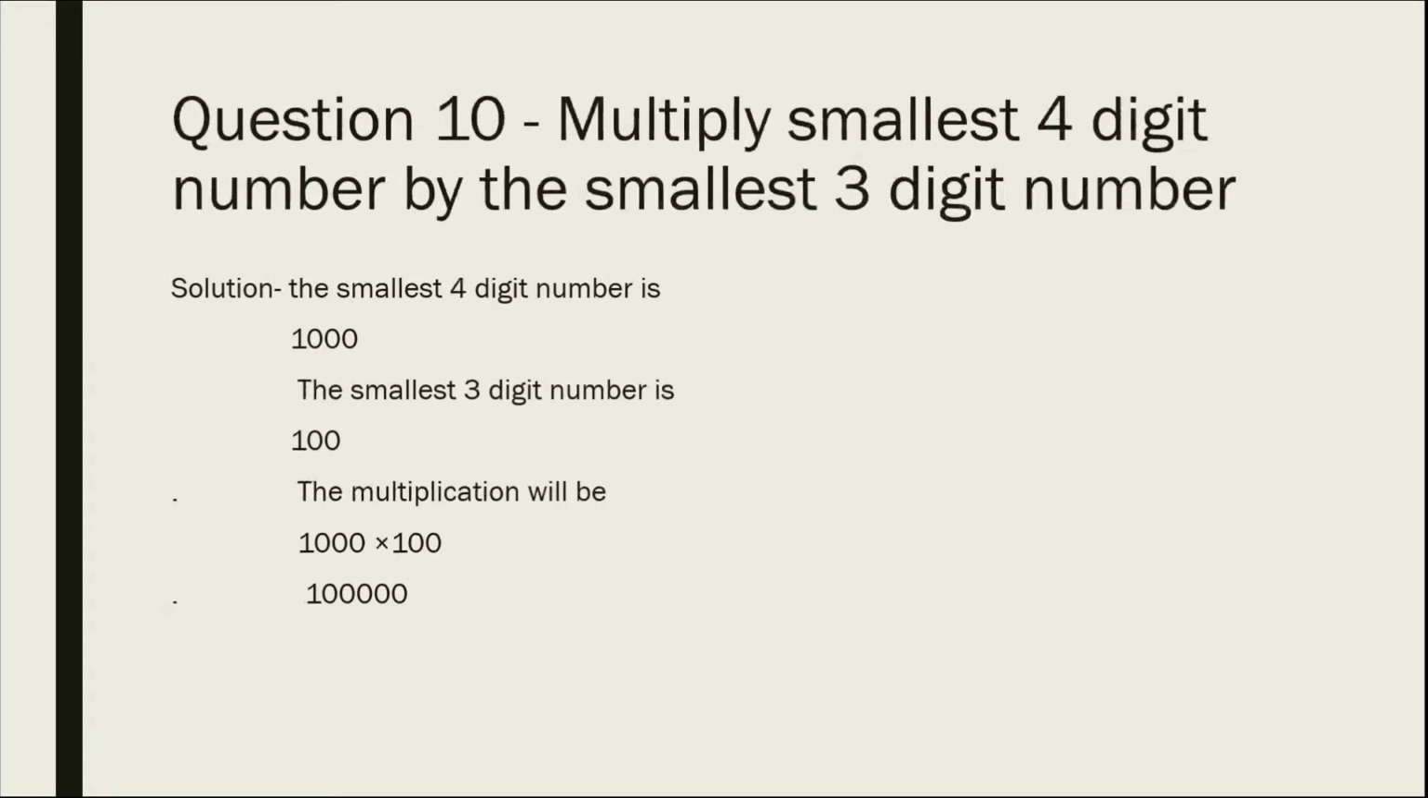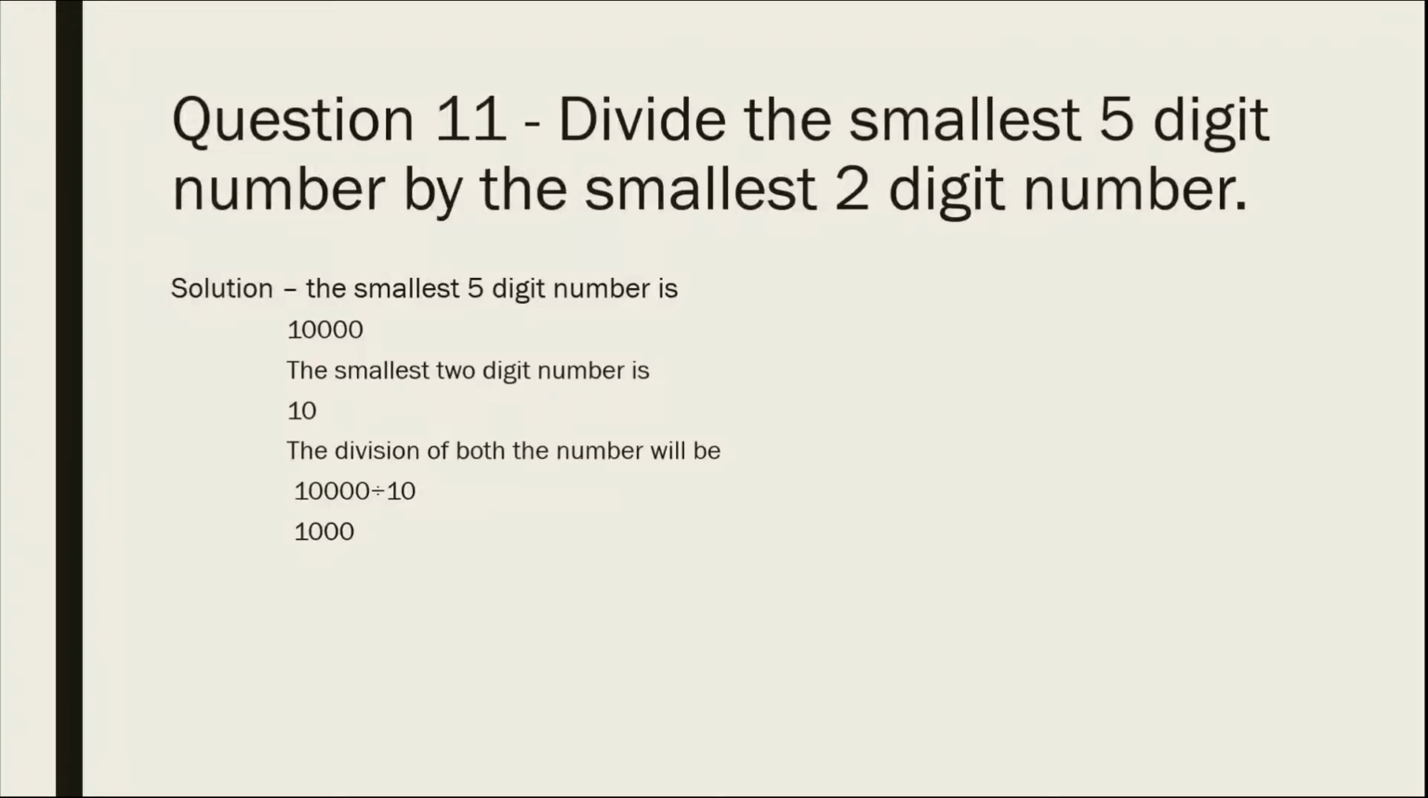Question number 10. Multiply the smallest 4-digit number by the smallest 3-digit number. So the smallest 4-digit number is 1000 and the smallest 3-digit number is 100. So multiply them and then you will get the answer.